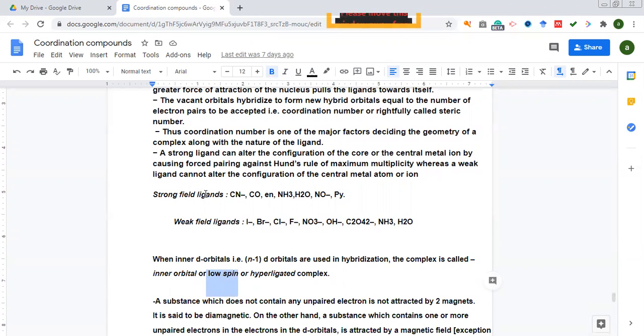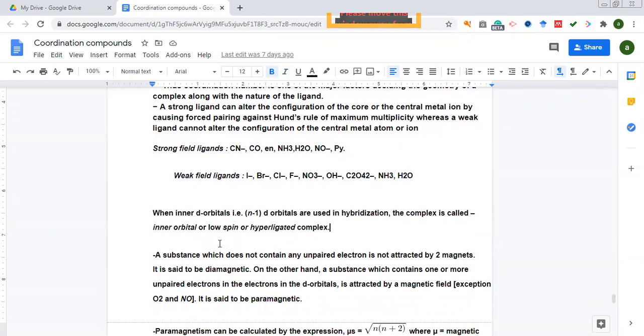So the strong field ligand promotes inner hybridization as well as low spin. Such complexes are also known as hyperligated compounds. Whereas weak field ligands do not pair up the electrons, so the resultant complex compound spin is high. That's why we can say high spin complex compounds, or outer orbital, outer hybridized complex compounds, are high spin complex compounds.